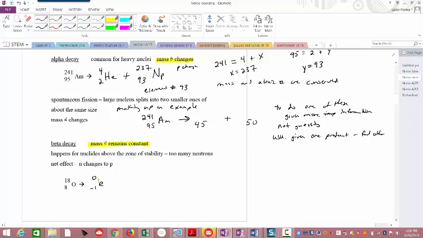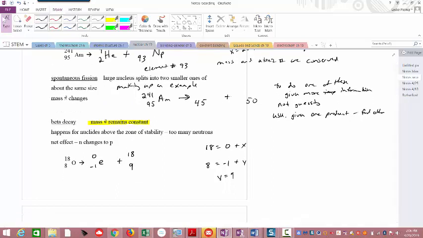Your mass number remains constant because you have 18 equals 0 plus x. So we're still going to have a mass of 18. But now if we look at our bottom numbers, you've got a negative 1. Okay? So essentially what happened was a neutron turned into a proton by emitting a beta particle. And so we look on the periodic table, and that is fluorine.